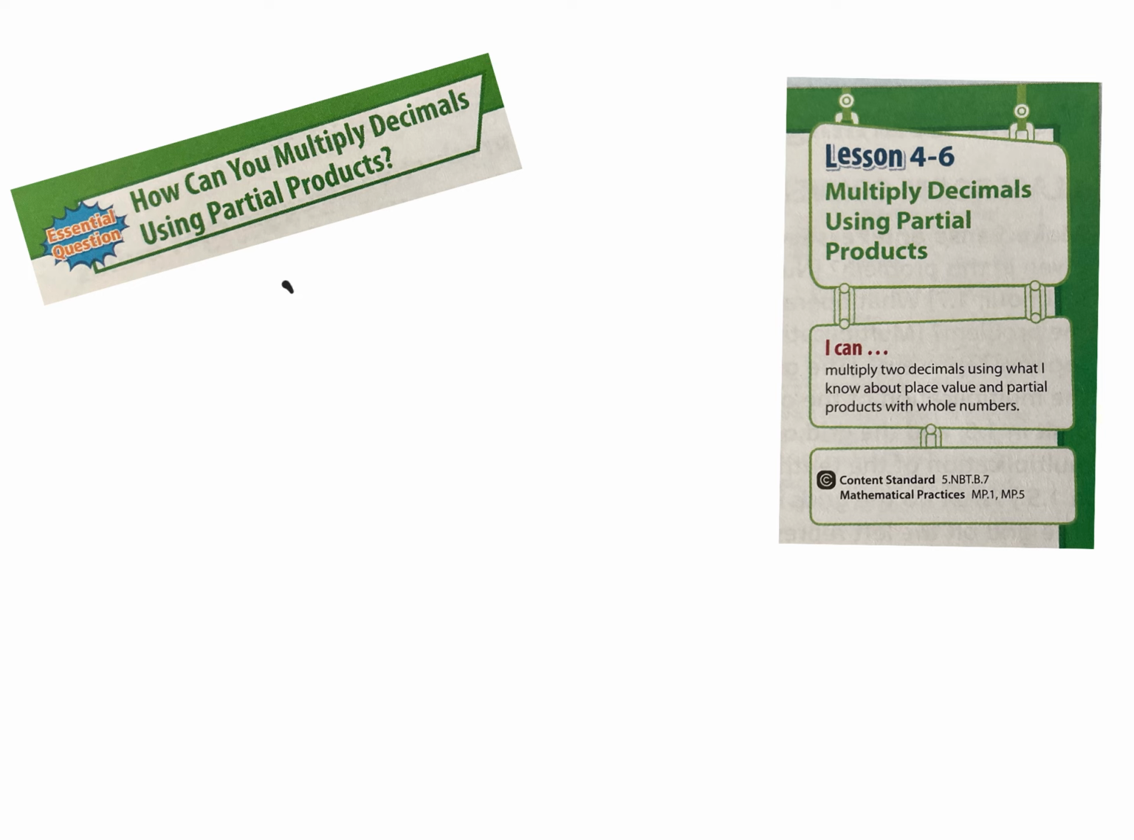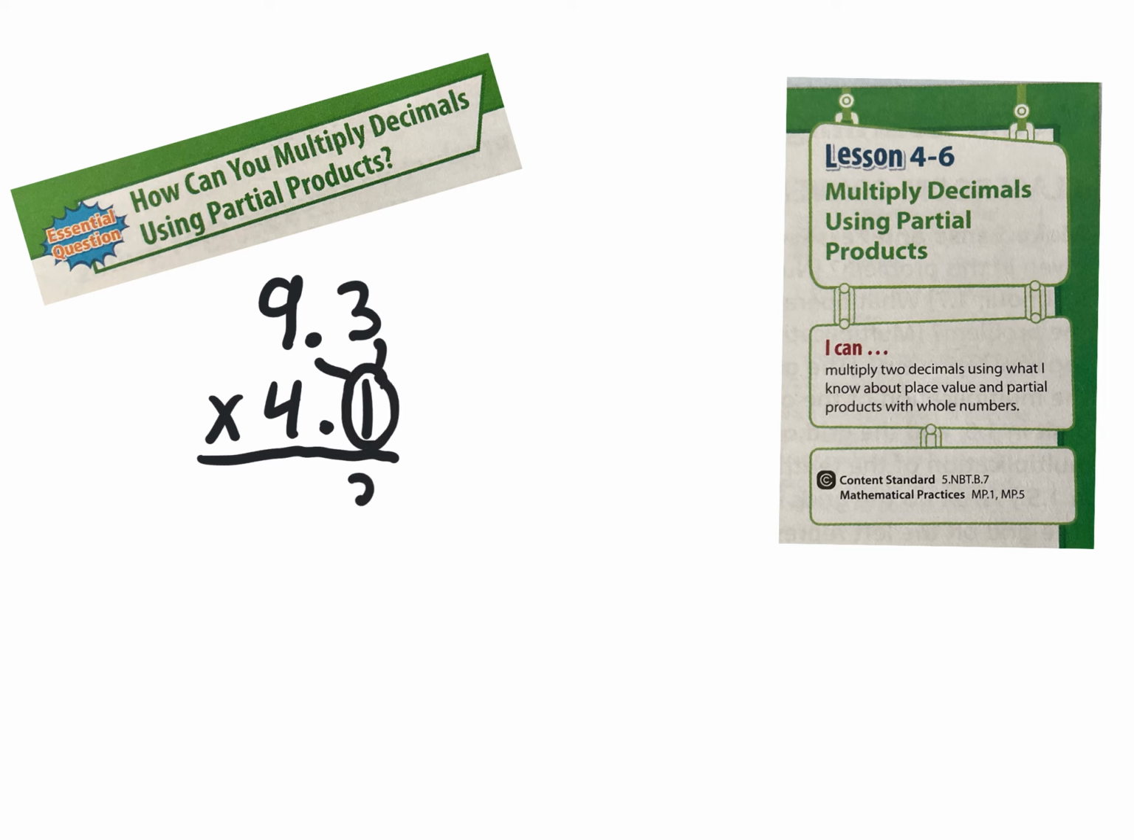In your notebooks, put 9 3/10 times 4 1/10. Okay, where do we start here? Well, we're going to start with the ones place. We're going to distribute it to the 3 and the 9. So 1 times 3 is 3, 1 times 9 is 9.